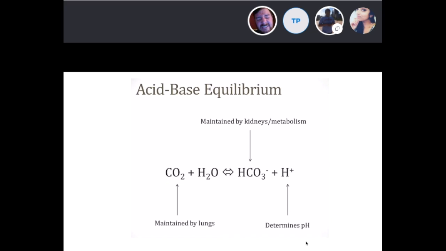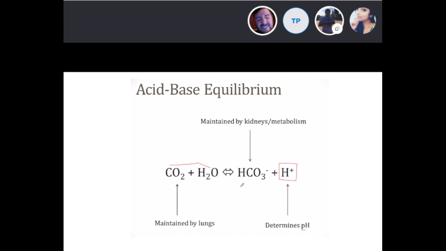So getting into it, I like to use this equation as an acid-base equilibrium equation. Essentially, you have carbon dioxide and water inside your body, in the human plasma. There's an equilibrium between carbon dioxide, water, and bicarb and hydrogen. This is the hydrogen atom that determines your pH. And this will always be going back and forth, either going left or going right.